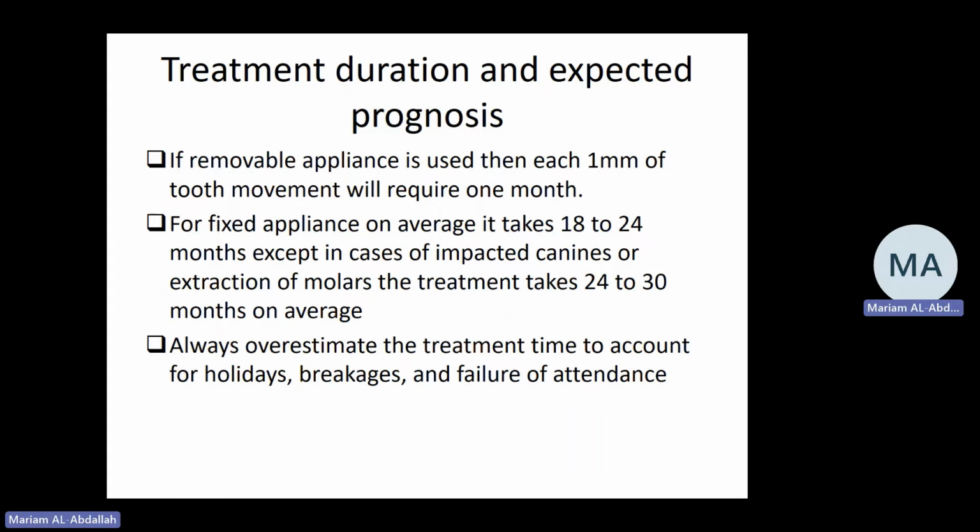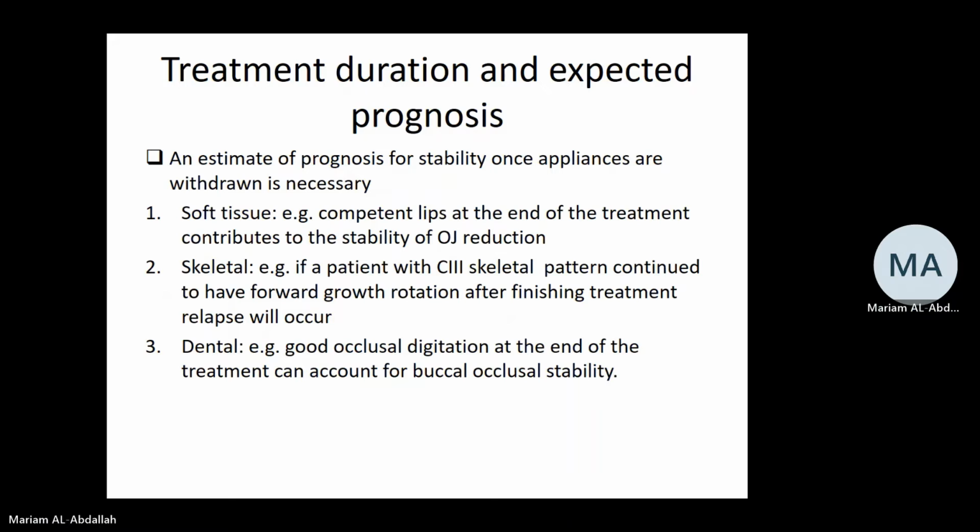Treatment duration and expected prognosis will again depend on the treatment plan. If you're using removable appliance, then you can expect 1 millimeter of tooth movement each month. If you're using fixed appliances in simple cases, you expect 1.5 years to 2 years max. Cases where you have impacted teeth or extraction of molars, then usually it's 2 years to 2.5 years. It takes longer time. And you should always overestimate the time as you discuss this with the patient. Take into consideration holidays, breakages, and failure of attendance.